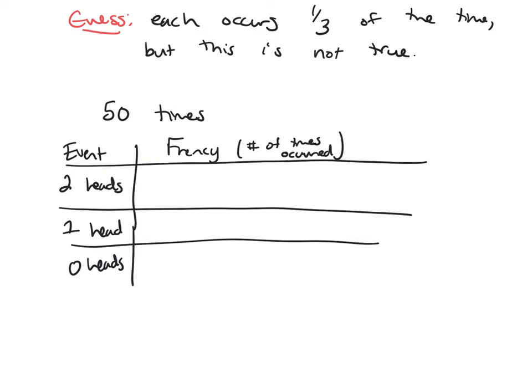And out of these 50 times, I write down how many of those 50 did I get 2 heads. So I did this, I got 11. How many times did I get 1 head? 27. How many times did I get 0 heads? 12.